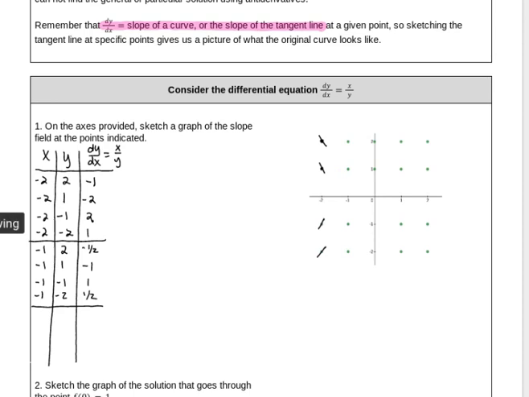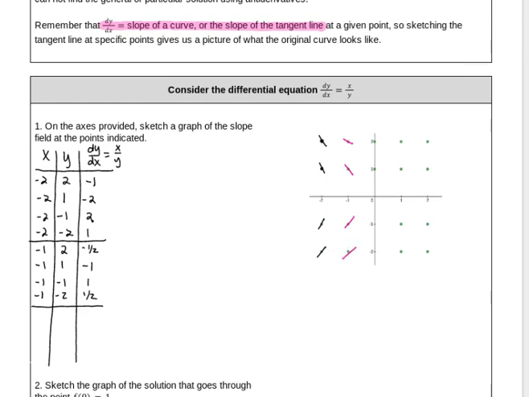So -1, 2 has a slope of -1/2. So that's going to be something like this. And then let's see, -1, so that would be like that. +1 and +1/2.